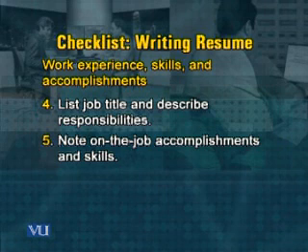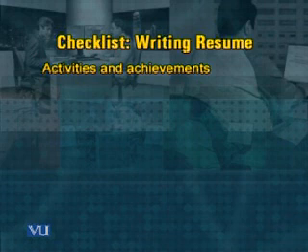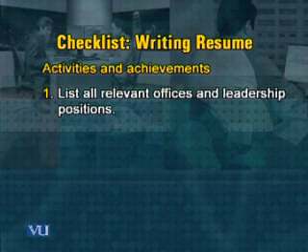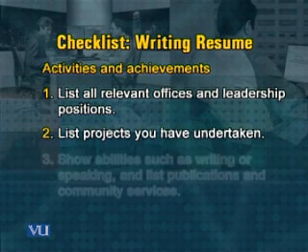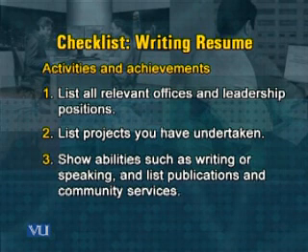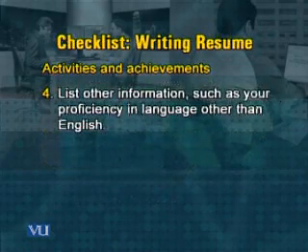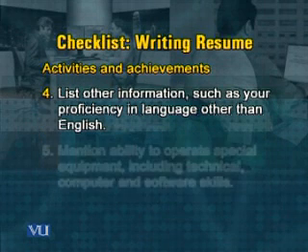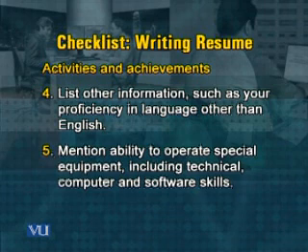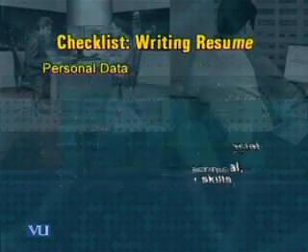Into your work experience. Similarly, activities and achievements, list all the relevant offices and leadership positions that you might have held, list projects you have undertaken, show abilities such as writing or speaking, and list publication and community service that you might have taken up. List other information such as your proficiency in language other than English. Mention ability to operate special equipments, computer, etc., and certain softwares, etc.